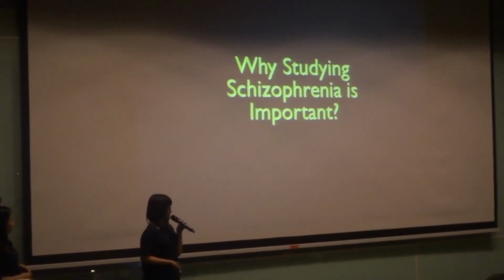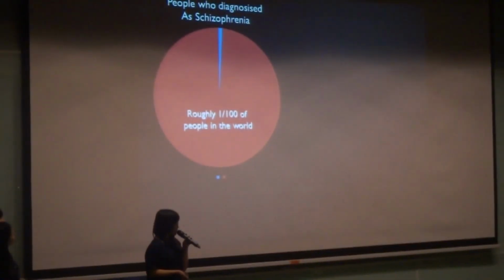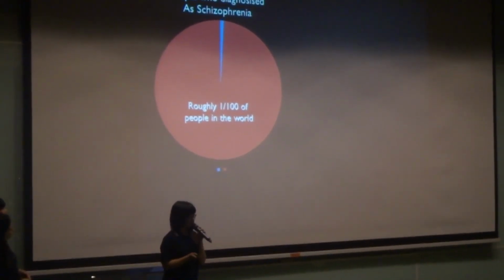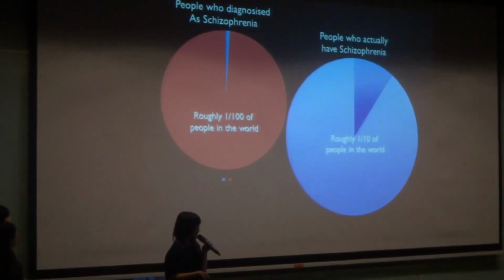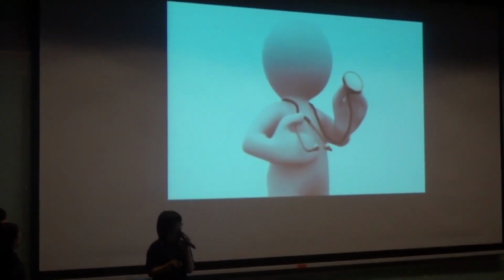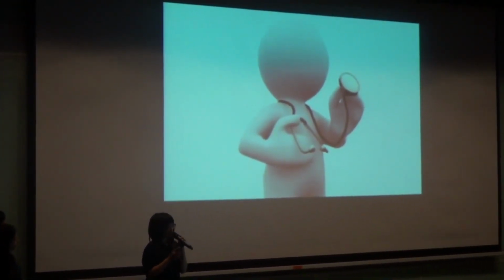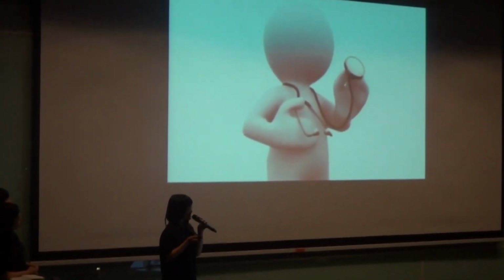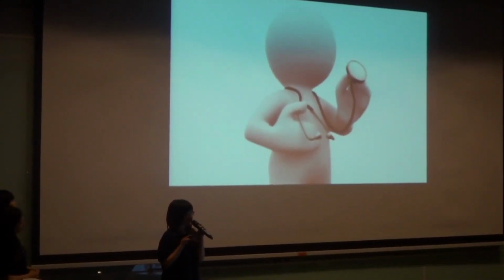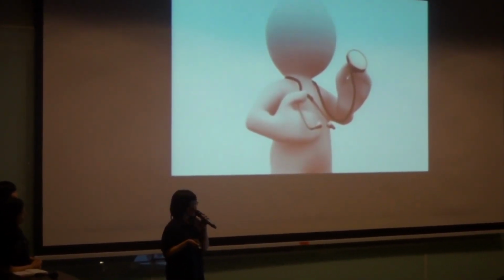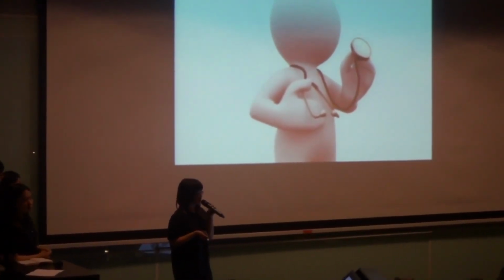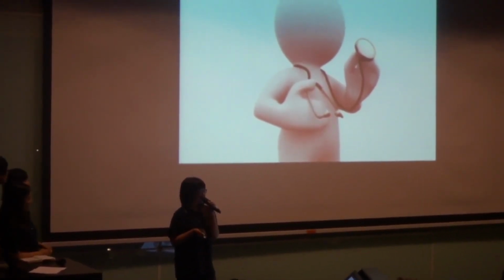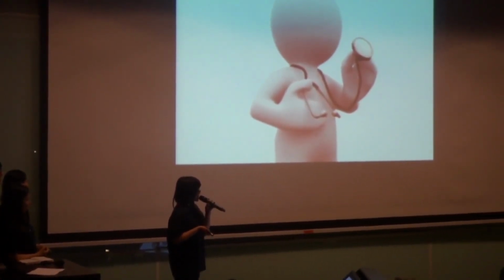So finally, why do we have to study schizophrenia? Roughly one in 100 people in the world have schizophrenia, and if we include people with mild schizophrenia, the number increases to one in 10. So schizophrenia is a very common mental illness, but people are afraid of being labeled as crazy, so they don't seek any help, even though they notice they have some problems. It makes diagnosis difficult, since the diagnosis of schizophrenia mostly depends on an interview with the patient.